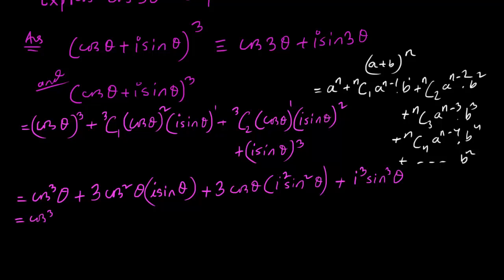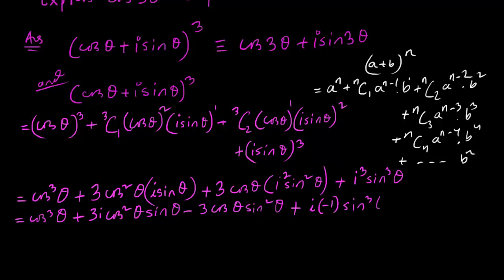So we have cos cubed theta plus 3i cos squared theta sine theta. Now i squared is minus 1 because i is the square root of minus 1. So this is going to be minus 1 times 3, which is minus 3 cos theta sine squared theta, plus i cubed, which is i times i squared. This is a concept from F1. So i times i squared means i times minus 1, and this would be sine cubed.